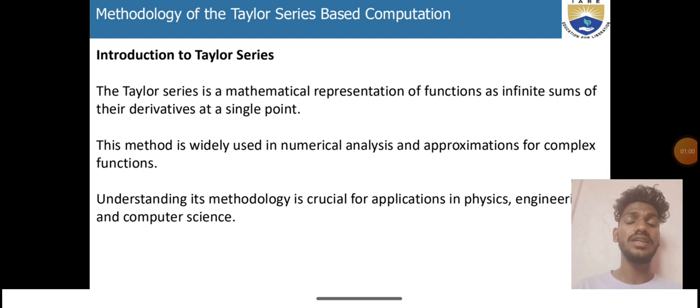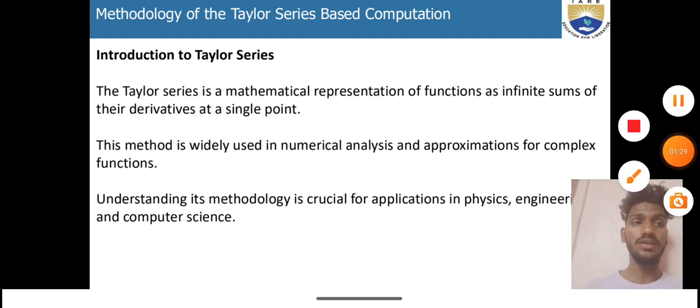Introduction. The Taylor series is a mathematical representation of a function as an infinite sum of its derivatives at a single point. This method is widely used in numerical analysis and approximation of complex functions.